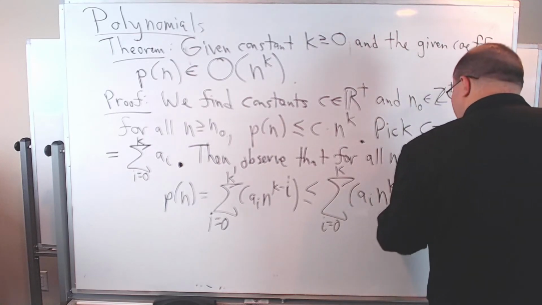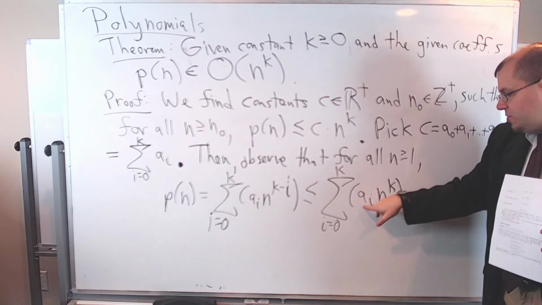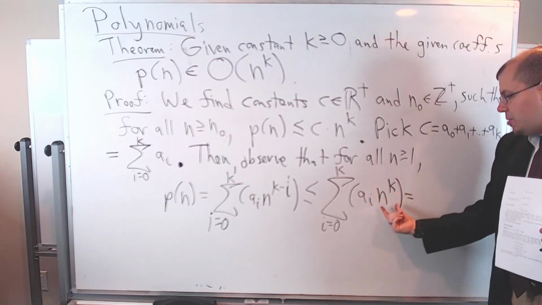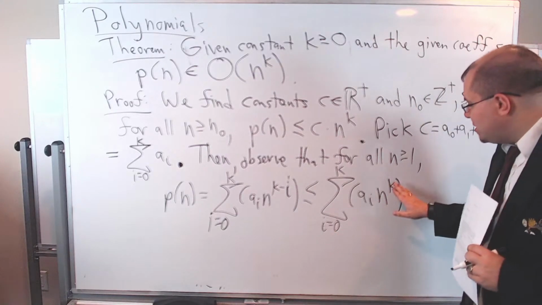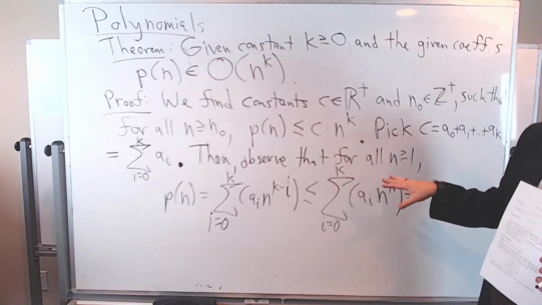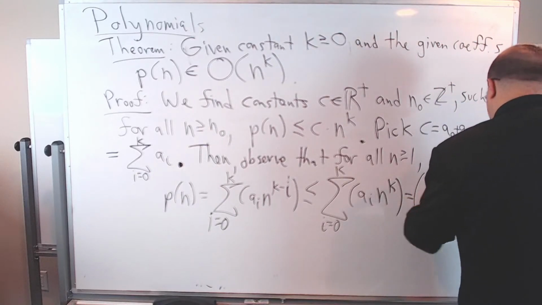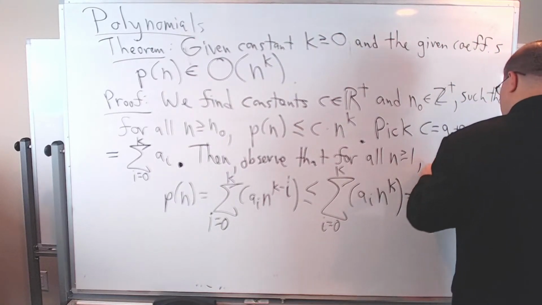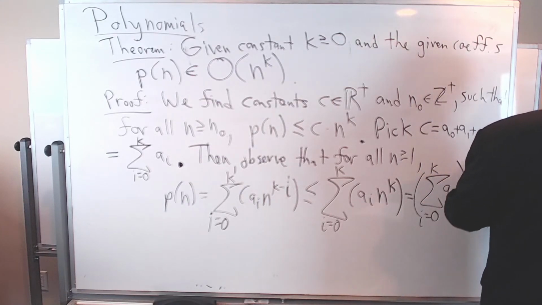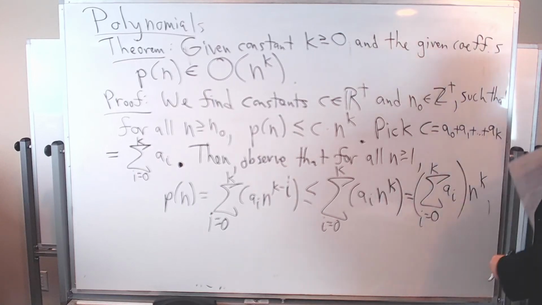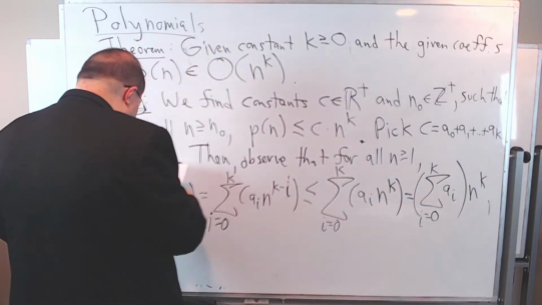Which I can rewrite because, look at this. This is a product, multiplying these two numbers here. But remember, n to the k doesn't depend on this at all. So I can factor out n to the k from this summation. That is a property of summations, like this. Does everybody see that?